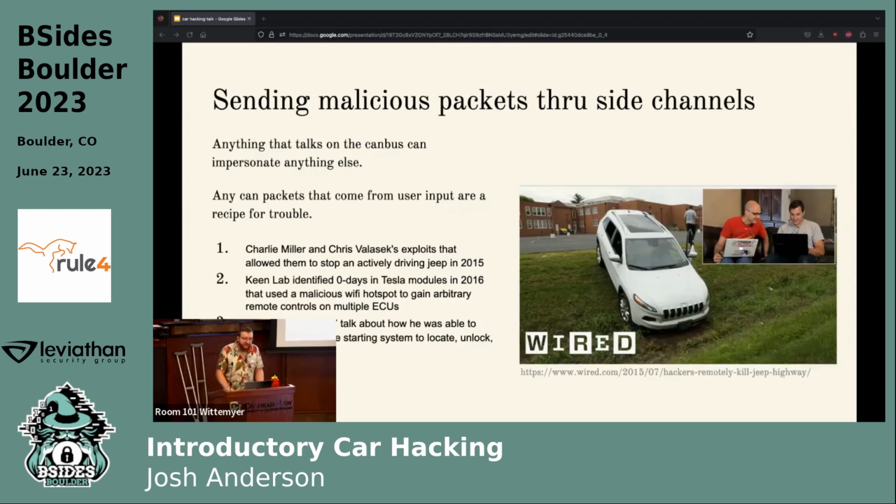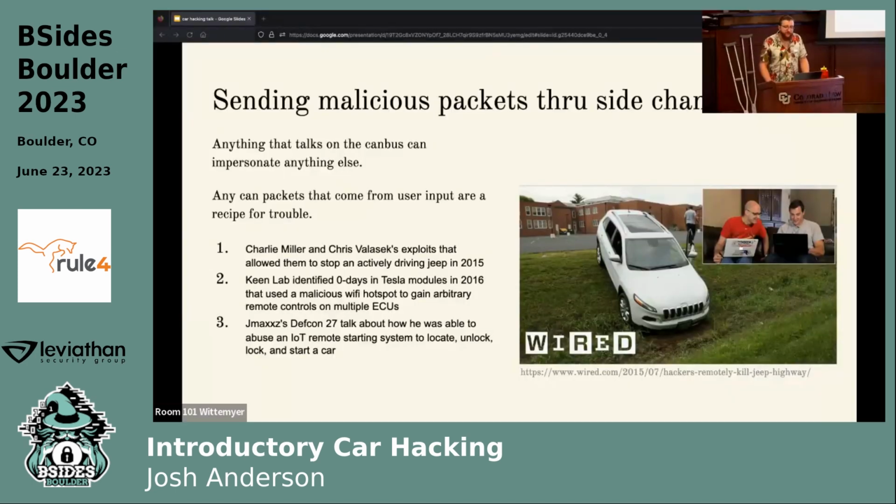So yeah, how does this all come together? It's pretty rare for people to gain remote control of a car, but security researchers have managed to do that on multiple occasions with multiple makes and models of cars. One of the most famous ones was back in 2015. Charlie Miller and Chris Valasek managed to gain remote control of a Jeep Cherokee, and it was featured on Wired. They drove it into a ditch.